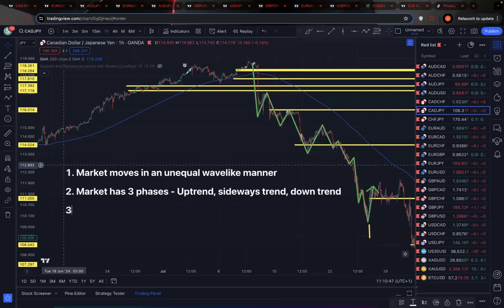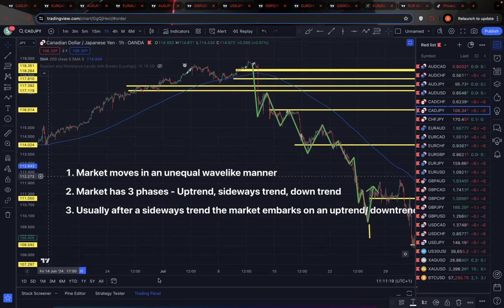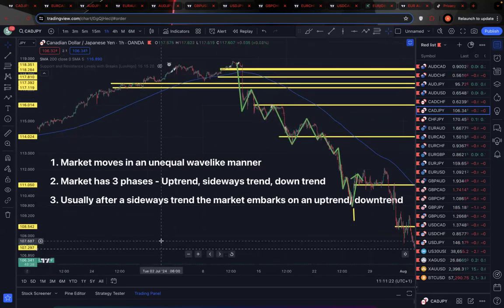Then three, usually after a sideways trend, the market embarks on an uptrend or downtrend. This is without looking at anything like support, resistance, and everything. You understand? Just looking at the market, this is actually what you can establish.